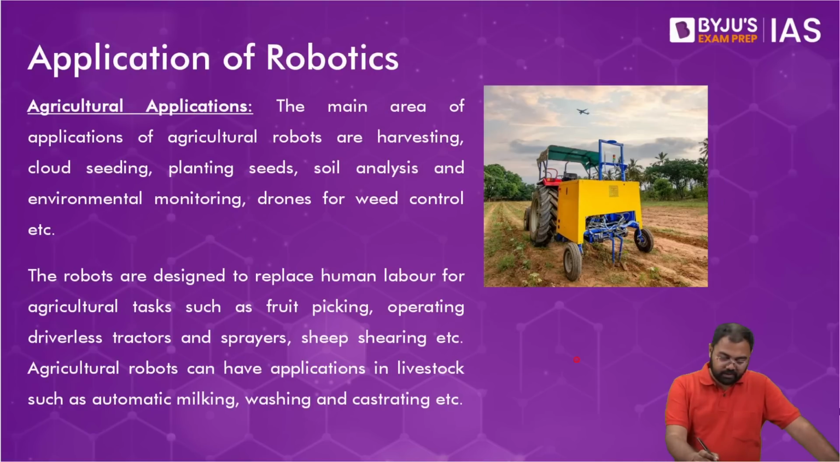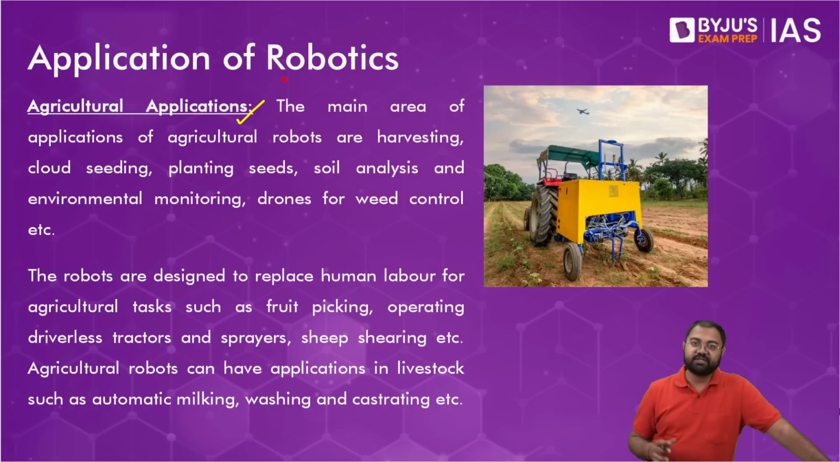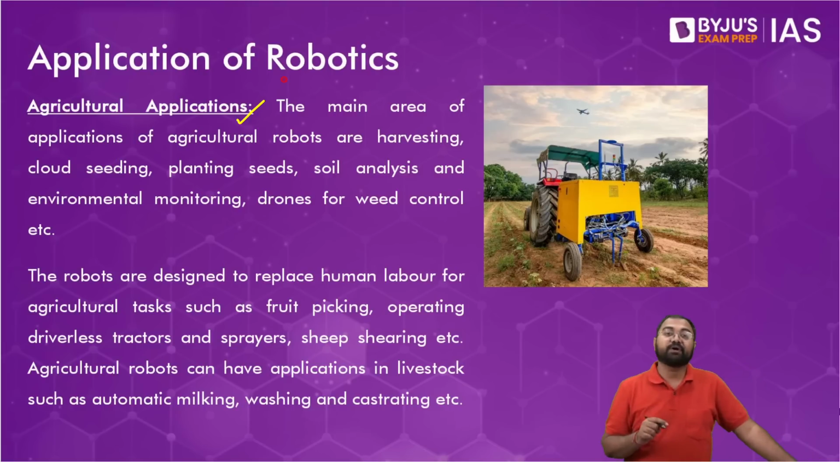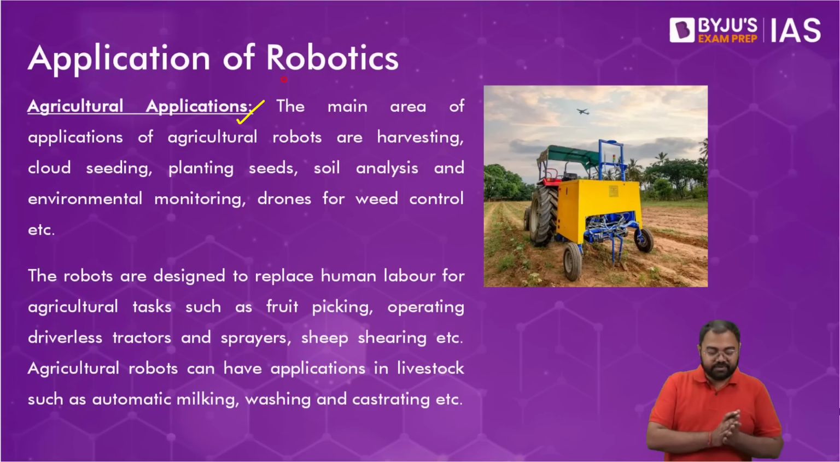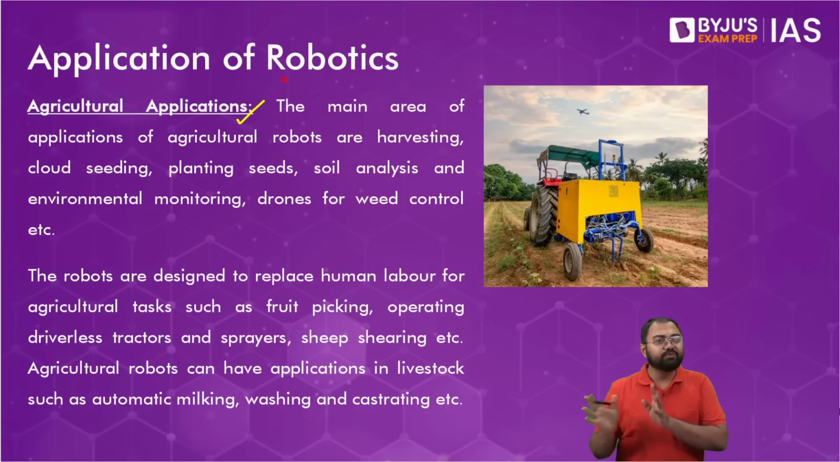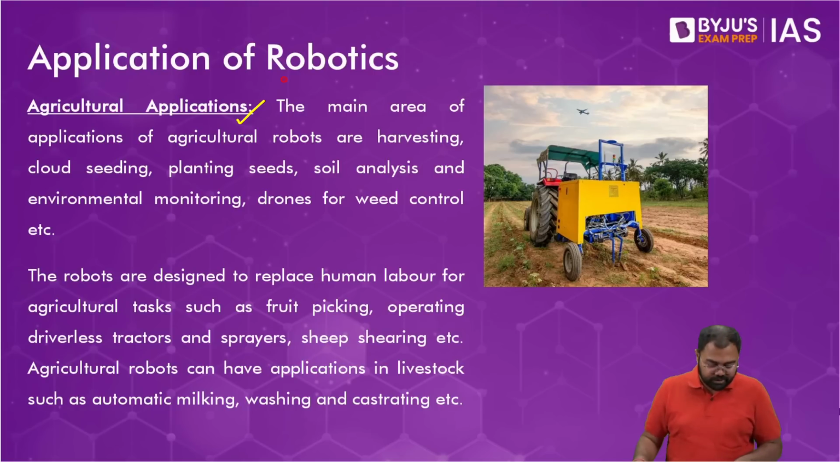Then after this, in agricultural applications, whether it is about harvesting or placing seeds through drones, or even soil analysis, all these things can be done by robots. Now, in India, although we have not seen this happen, agricultural applications is not where robotics is rather being used, but it's possible. And for various different tasks which are related to agriculture, we can actually make use of robots.